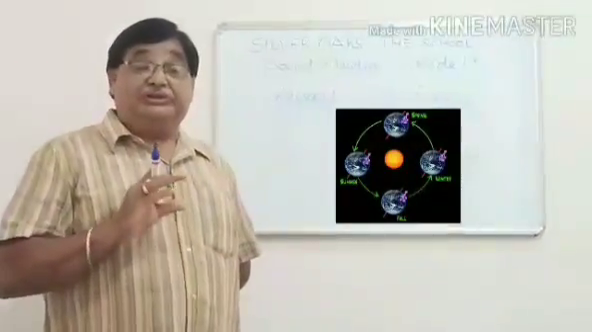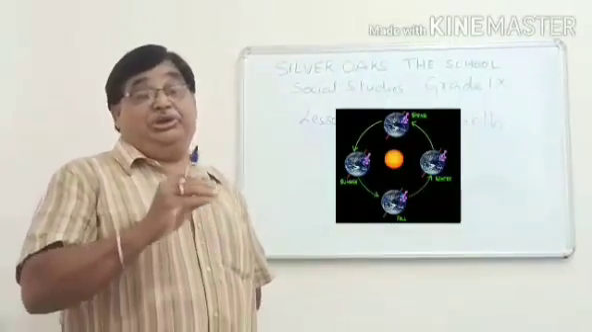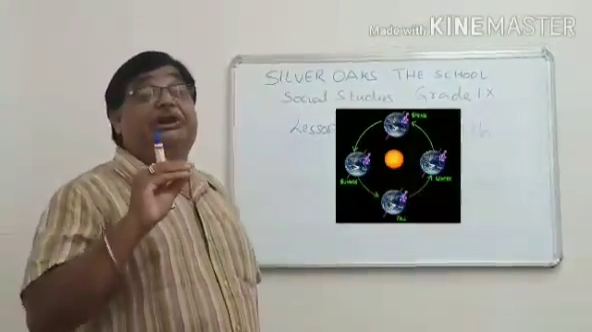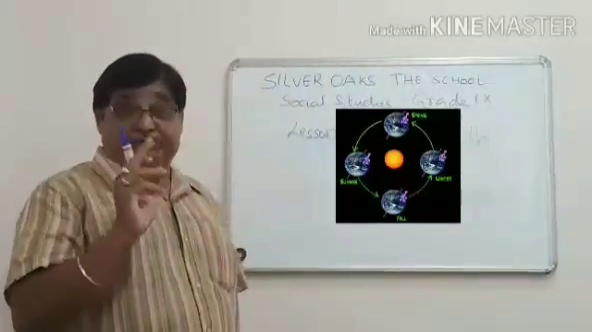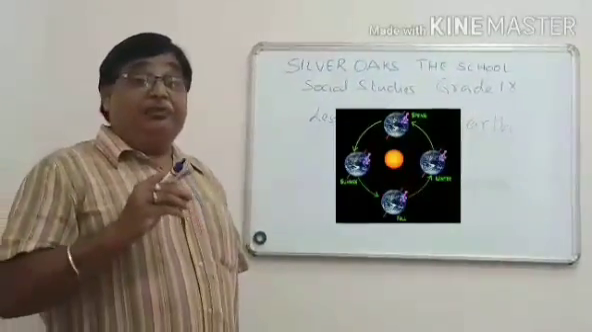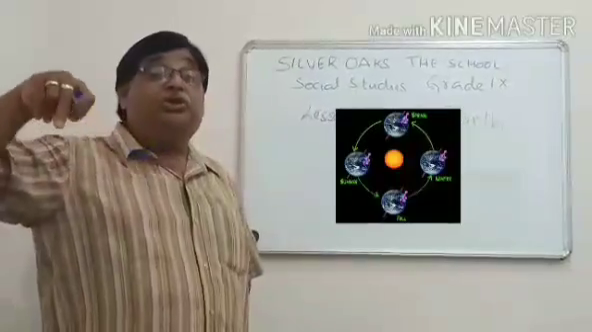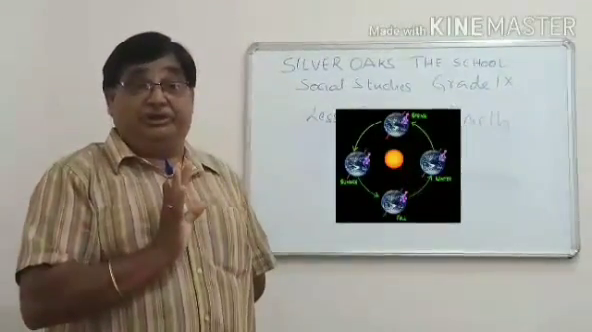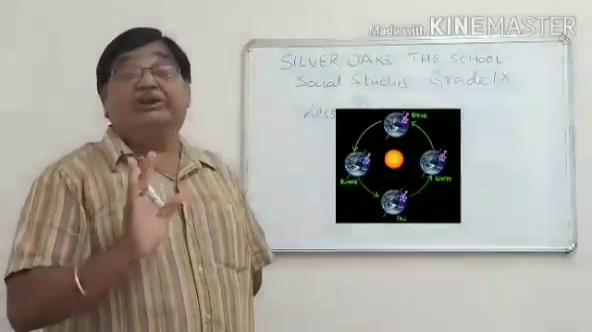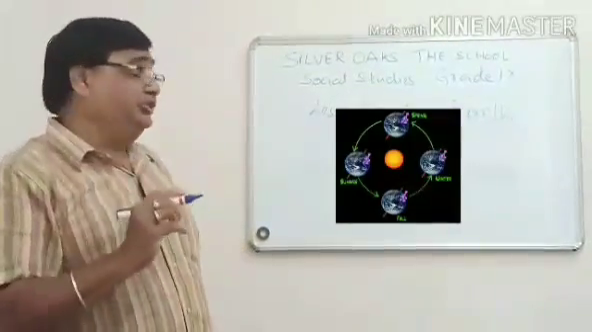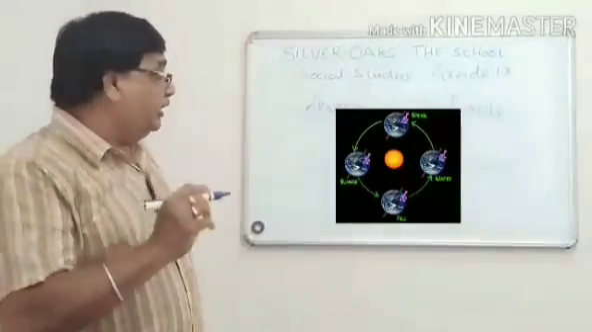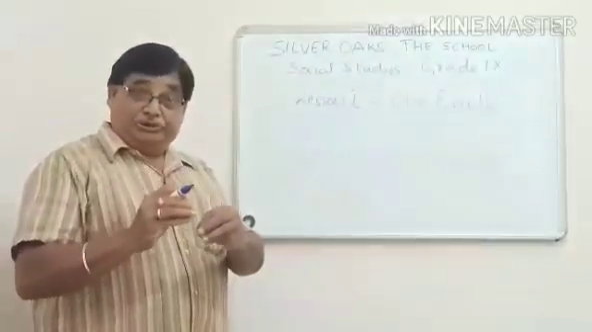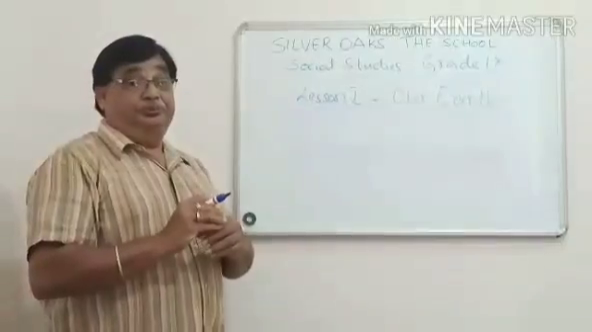Because of this, what is happening on the earth? The occurrence of day and night due to rotation of the earth, and because of revolution of earth in inclined axis around the sun, the occurrence of seasons, you studied about. Let us now discuss some more aspects about earth.